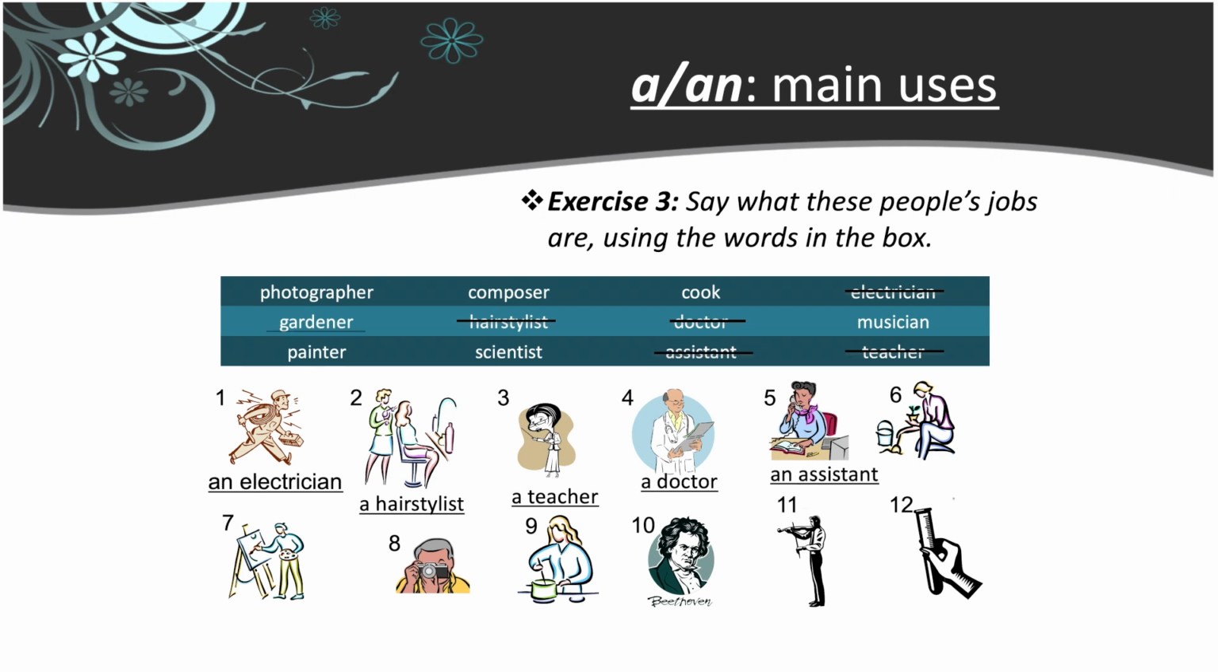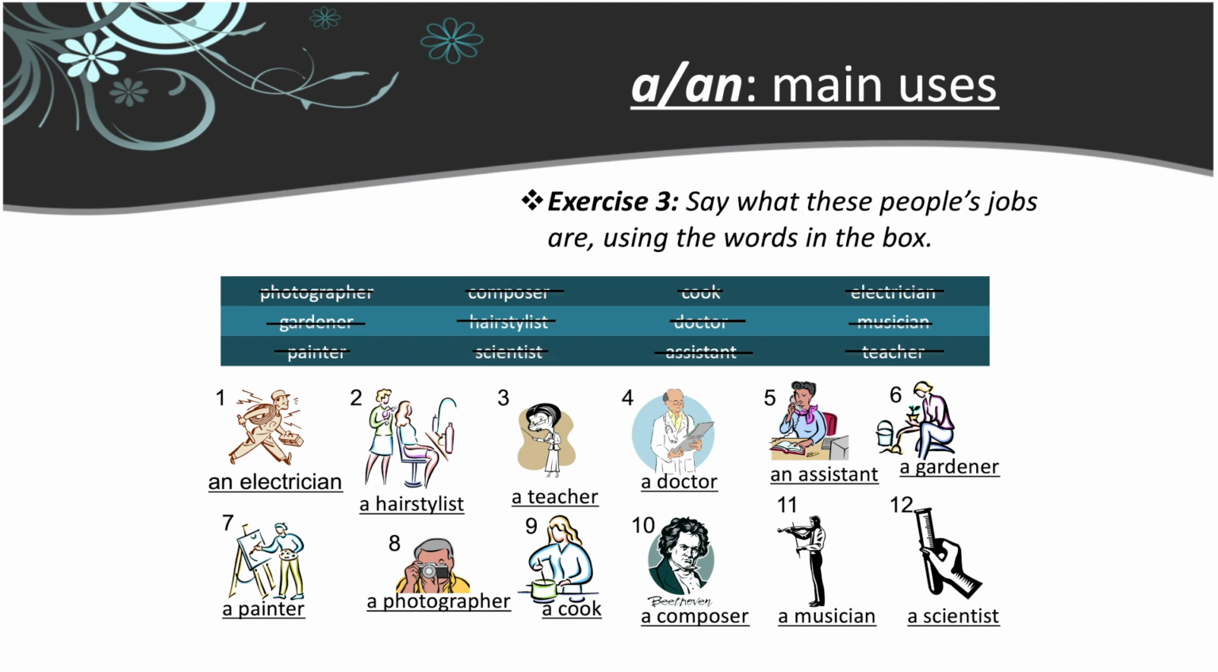6, a gardener. Number 7, a painter. Number 8, a photographer. 9, a cook. Number 10 is a composer. You could have said a musician because Beethoven was a musician, but number 11 is a musician, so composer is better for Beethoven.